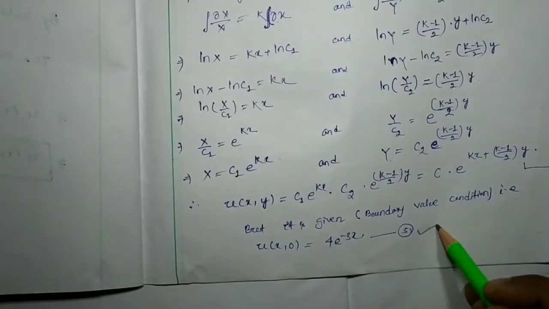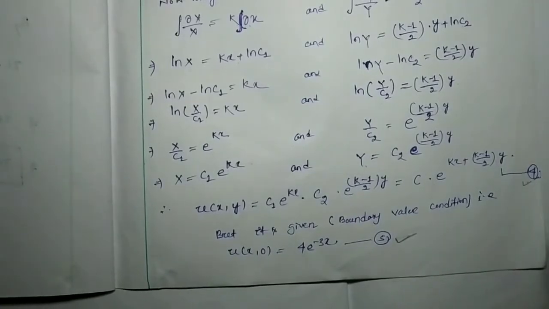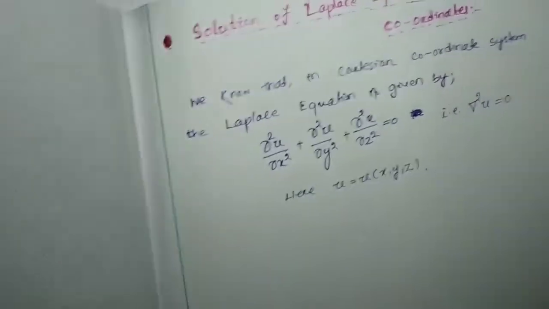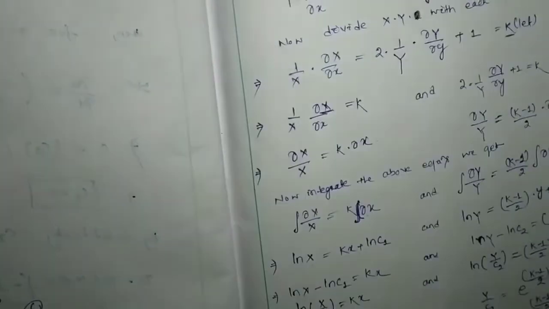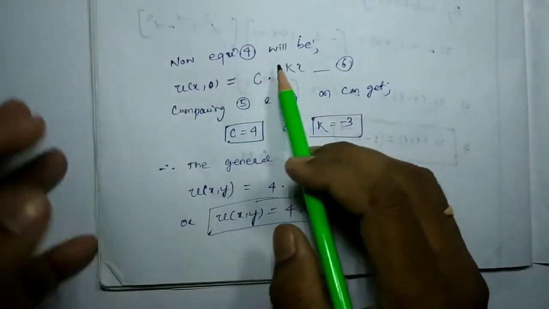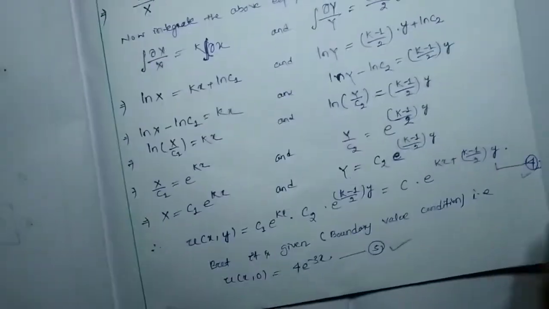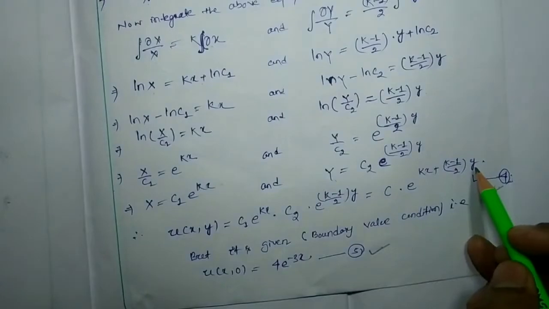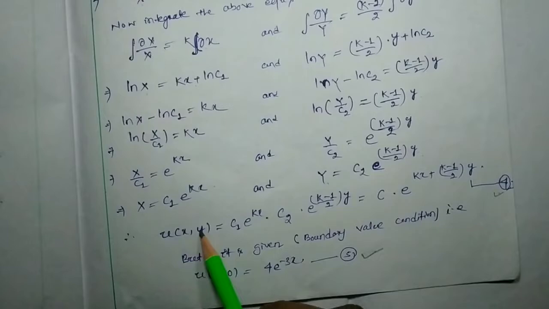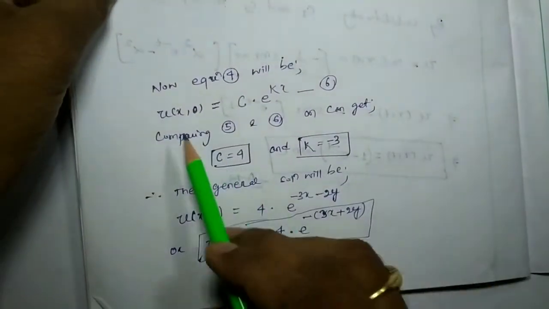Now we have to consider equation number 4 and substitute y equal to 0. So here you can see that equation number 4, if we consider y equal to 0, this term will be 0, and we find u(x,0) equal to c into e to the kx only. So u(x,0) equal to c into e to the kx.